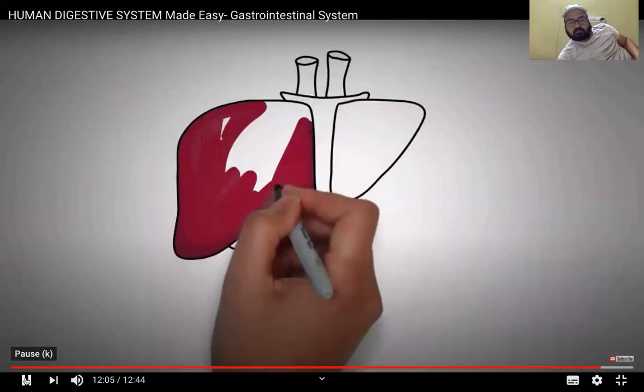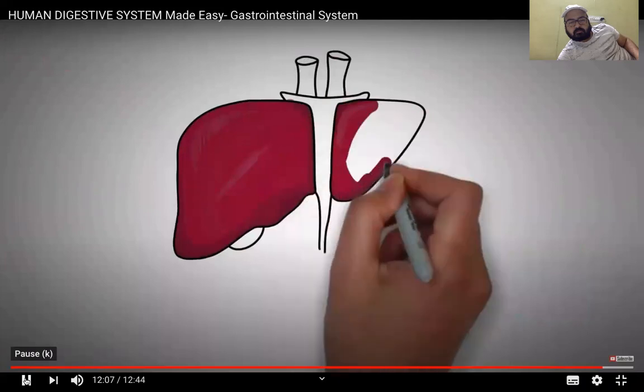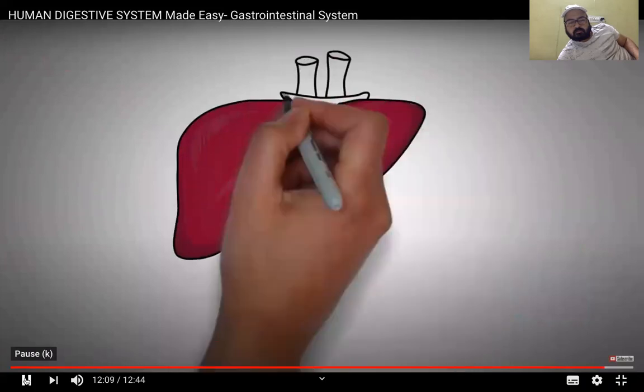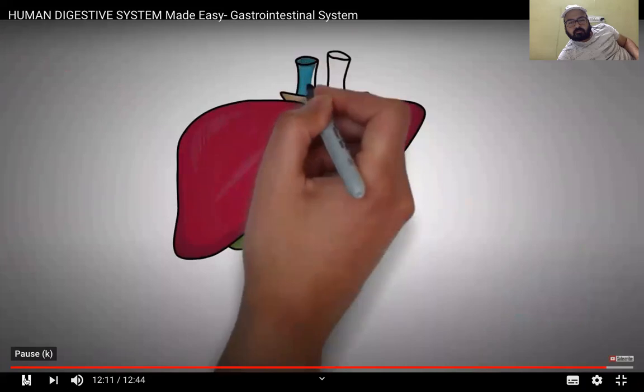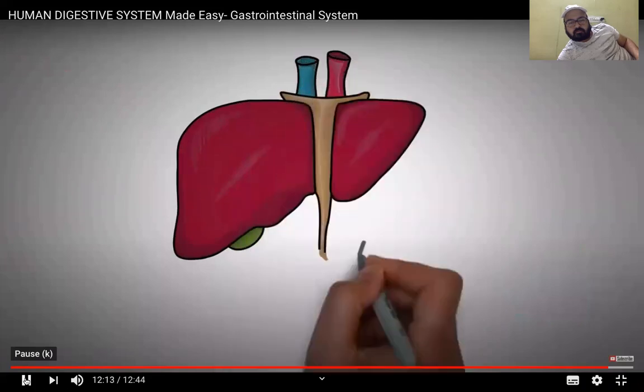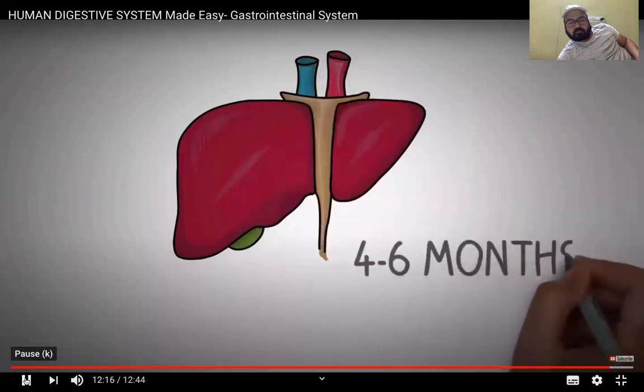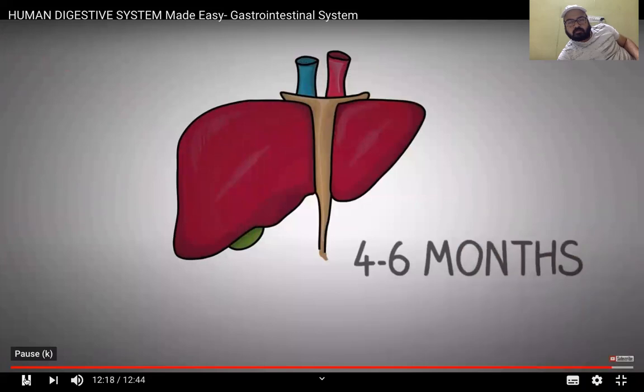Now coming back to the question we asked in the beginning, that was, if you remove more than half of your liver, how much time will it take to regenerate it completely? And the answer to this question is 4 to 6 months. Yes, in about 6 months, you will have a brand new liver.